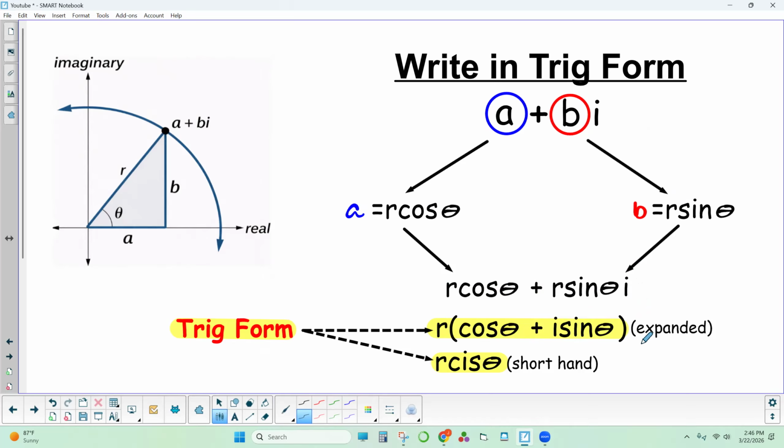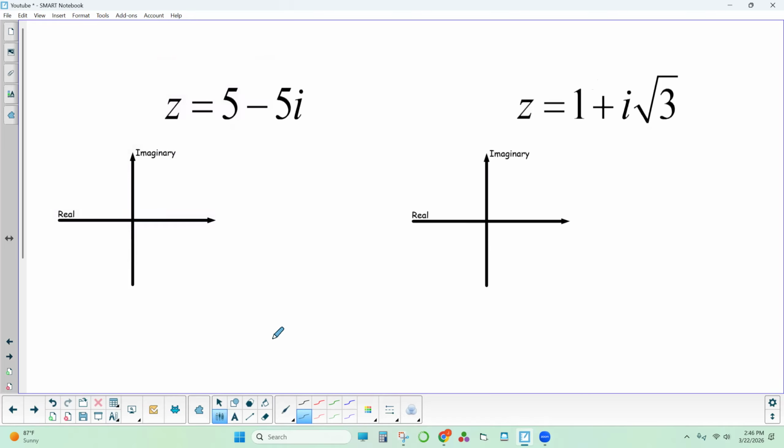And that allows us to write the shorthand of the trig form of a complex number, which is r cis theta, where c stands for cosine theta, i stands for i, and s stands for sine theta. So that's what we're trying to convert to first. So let's look at a couple examples.